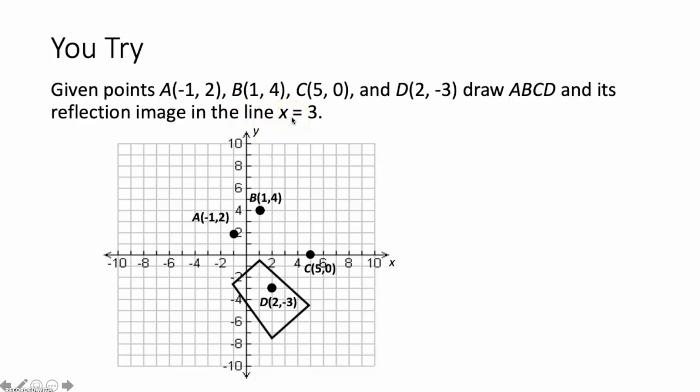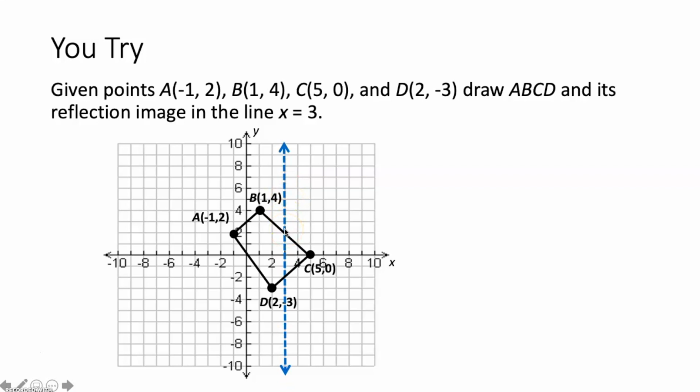So if I want to reflect this trapezoid in the line x equals 3, I need to figure out where the line x equals 3 is. Well, if you recall, the line y equals 5, when we did that earlier, was a horizontal line. Anytime you have y equals a number, that's a horizontal line. Anytime you have x equals a number, that's a vertical line. So we go to the x-axis. Where does x equal 3? Right here. So we draw a vertical line that goes through x equals 3. This is all the points where x is equal to 3.